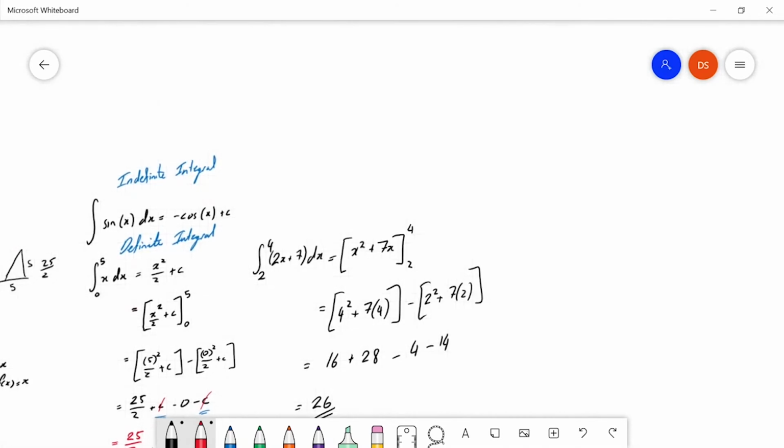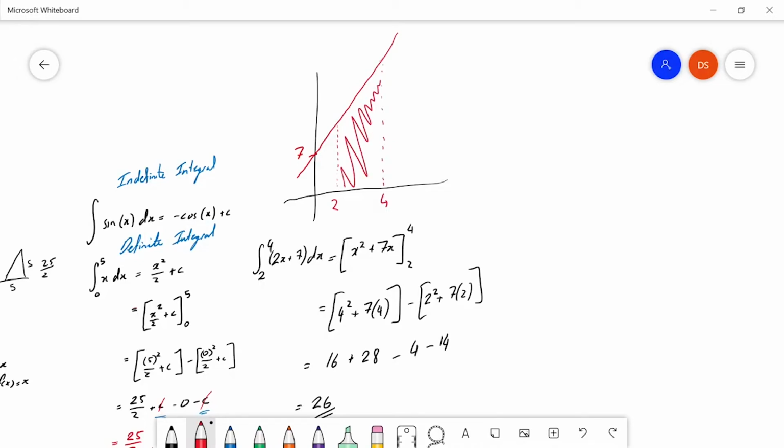So here's a picture for this one here. This is y equals 2x plus 7, so it's a line that's kind of steep, and it crosses up at 7. It's got a gradient of 2, and I'm working it from 2 to 4. And so in fact, it's this area in here, where f of x is equal to 2x plus 7.